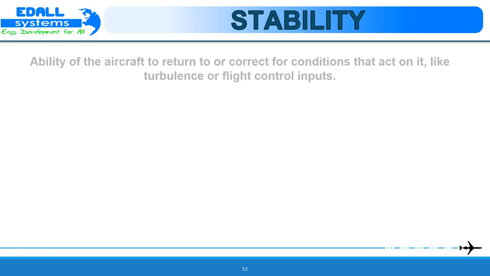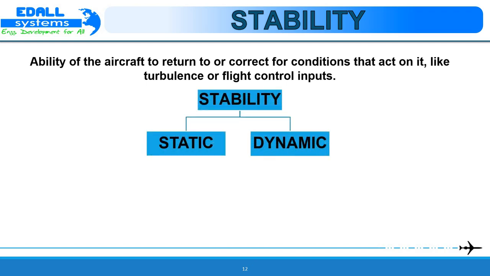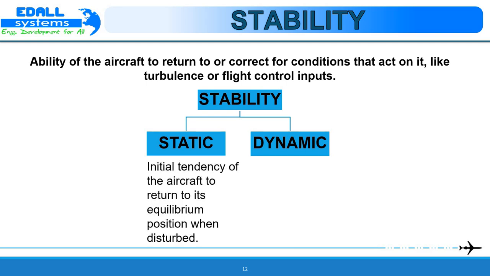Stability is the ability of an aircraft to correct for conditions that act on it, like turbulence or flight control inputs. For aircraft, there are generally two types of stability, static and dynamic. Most aircraft are built with stability in mind, but that's not always the case. Some aircraft, like trainer planes, are built to be very stable.